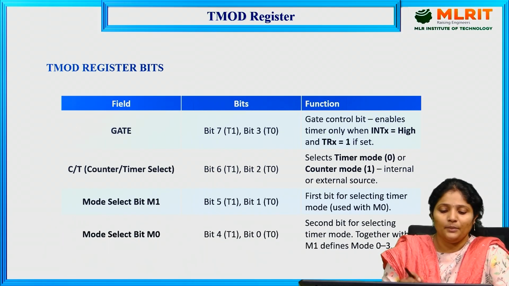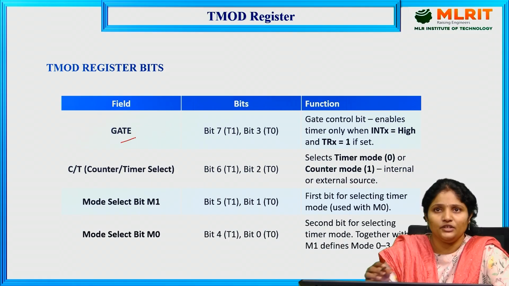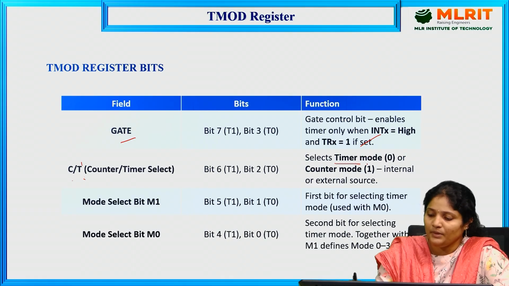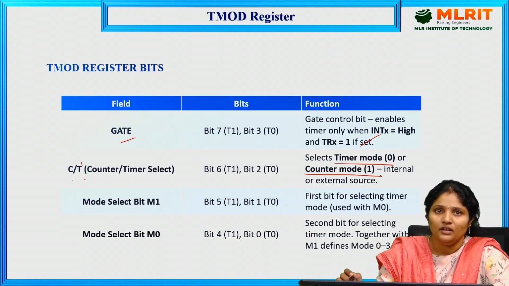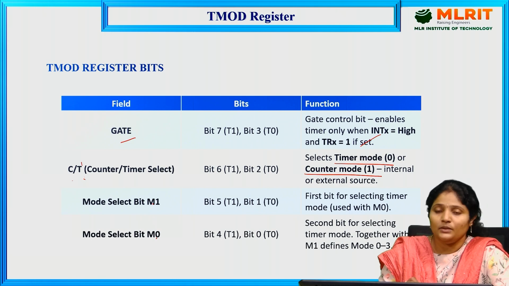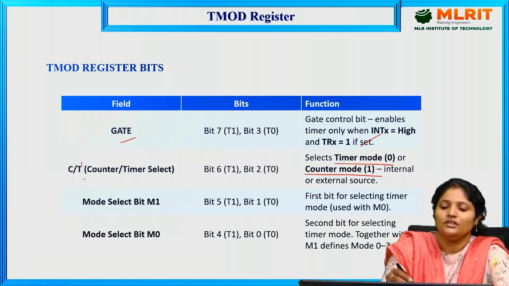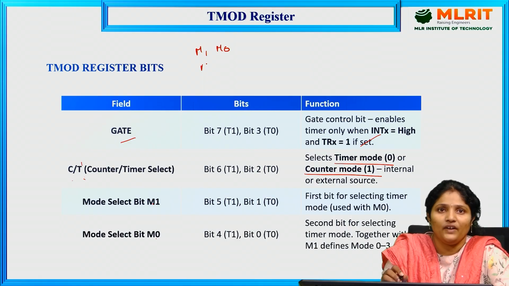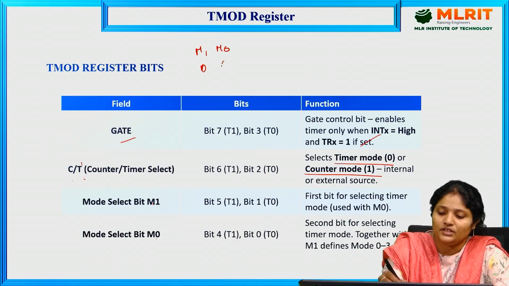So, coming to the gate bit, and then C by T bar. Here, C by T bar equal to 0 means timer mode will be on. If it is equal to 1, counter mode will be there. So M1 and M0 will be used to select the modes. Here we have 4 modes in the 8051 microcontroller: 0 0, 0 1, 1 0 and 1 1.